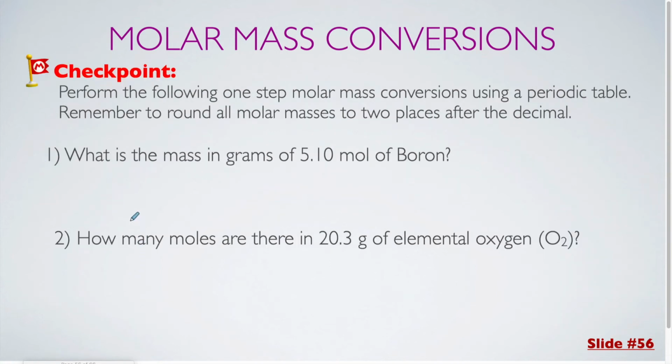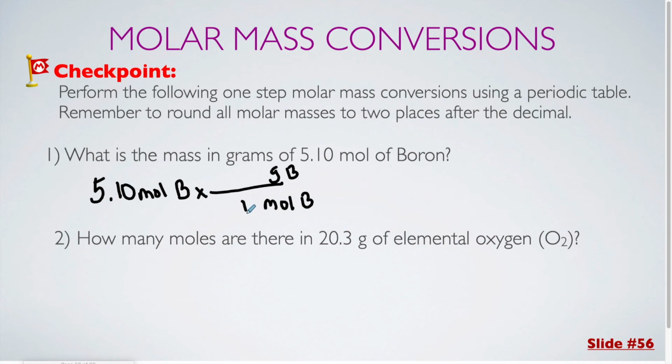For our checkpoint, we are going to be going through 2 mass to mole and mole to mass conversions. Whenever you're doing these, the first thing you should do is write down the number with the unit that you're given. So we're starting off with 5.10 moles of boron. Whatever unit you start with has to go on the bottom, and you should include the element or compound along with this. We are asked to find grams, so grams of boron is going to go on top.